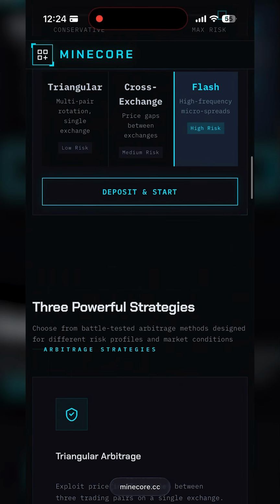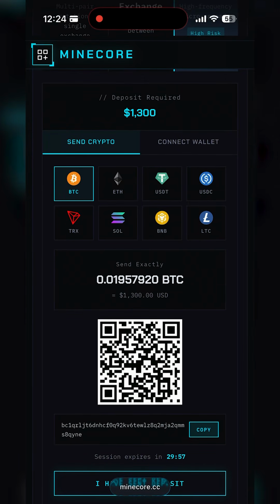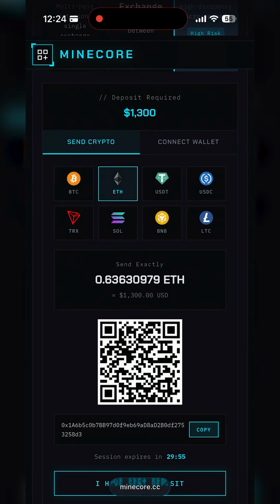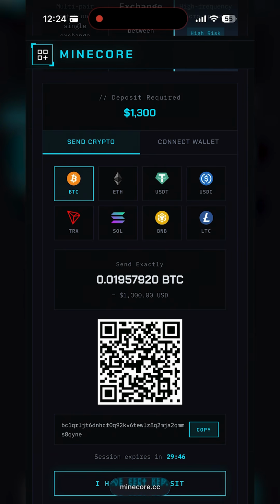Moving on. So now the deposit screen's up, and one thing worth flagging here, you're not locked into depositing Bitcoin specifically. You can send in whatever coin you want right now, and they'll handle the conversion on their end before the session starts. I'm just grabbing what's available for me right now.